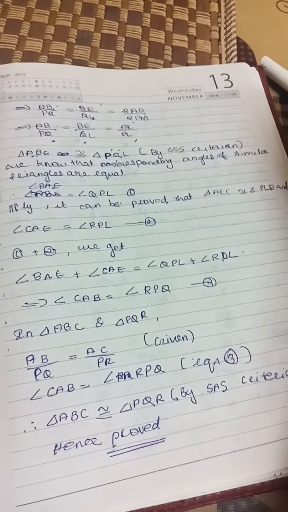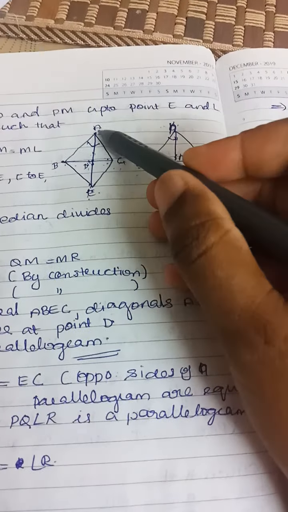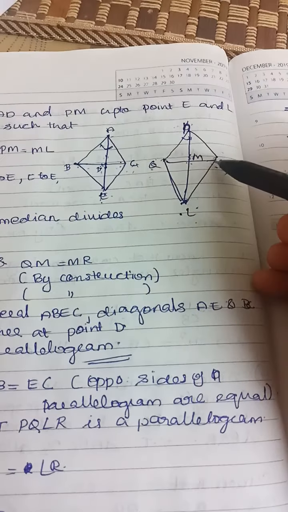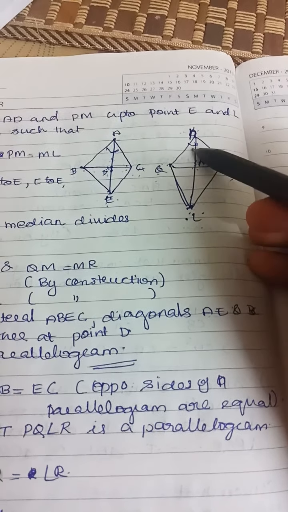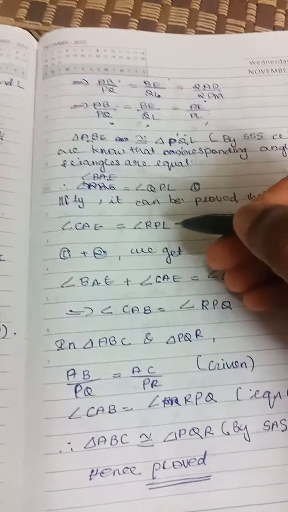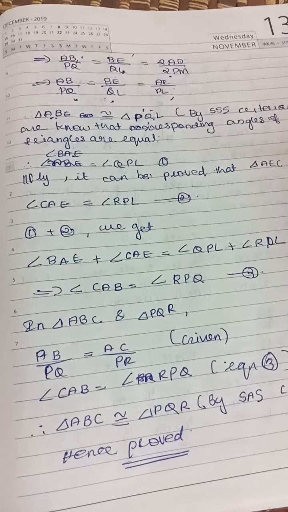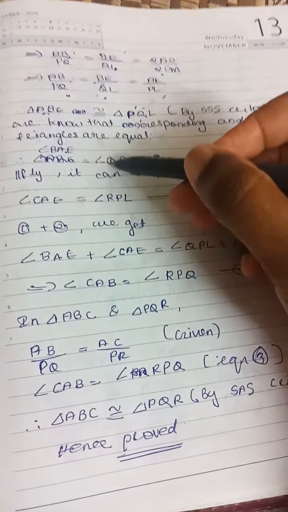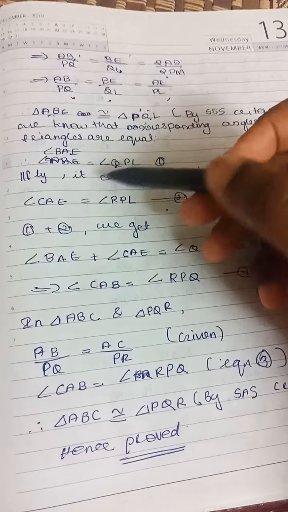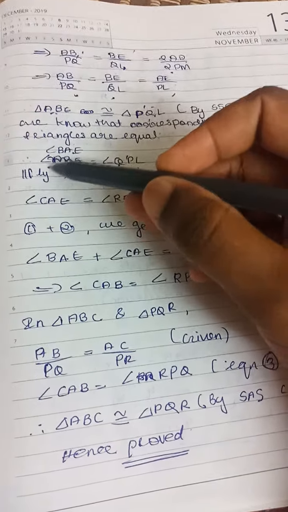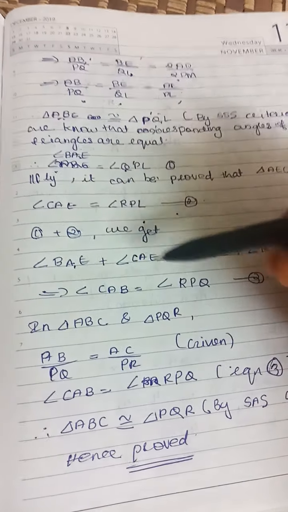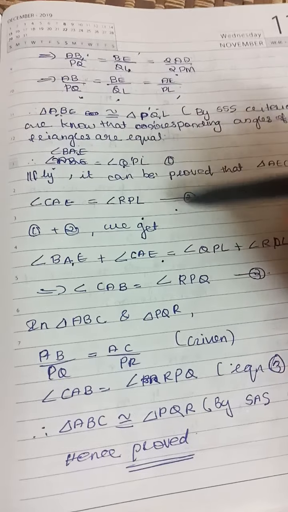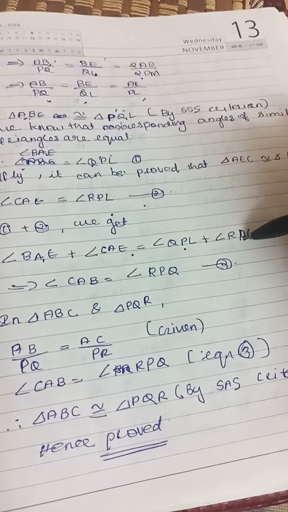Similarly, we can prove that in triangles AEC and PLR, we can write angle CAE, this one, is equal to this one, RPL. So I have written these two statements. Angle CAE is equal to RPL. So this is equation 1, this is equation number 2. I am adding these two equations. So BAE plus CAE is equal to QPL plus RPL.